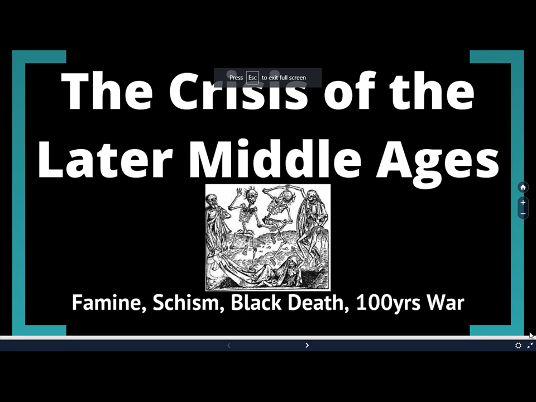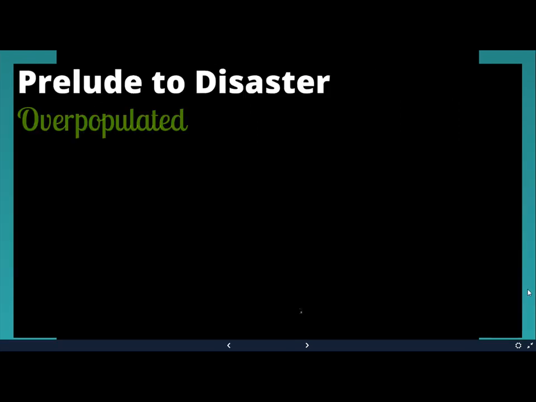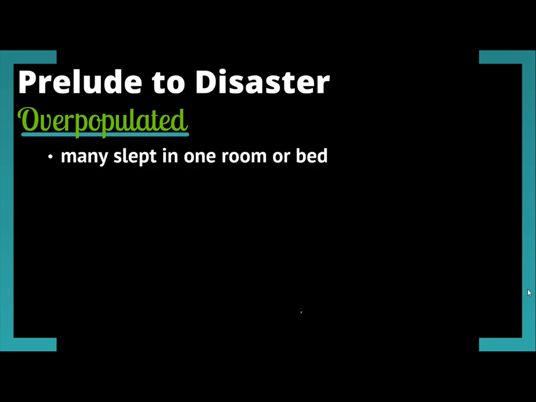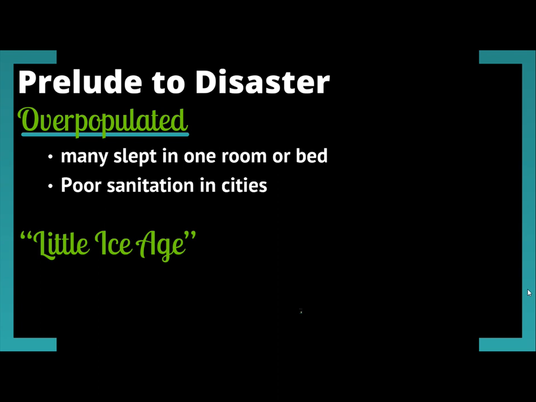Alrighty, so the later Middle Ages, we're going to first talk about what led up to basically this giant disaster. So we see that Europe is overpopulated. There are way too many people. Many of them were sleeping in one room or even one bed. There's also the very, very, very poor sanitation of most cities.